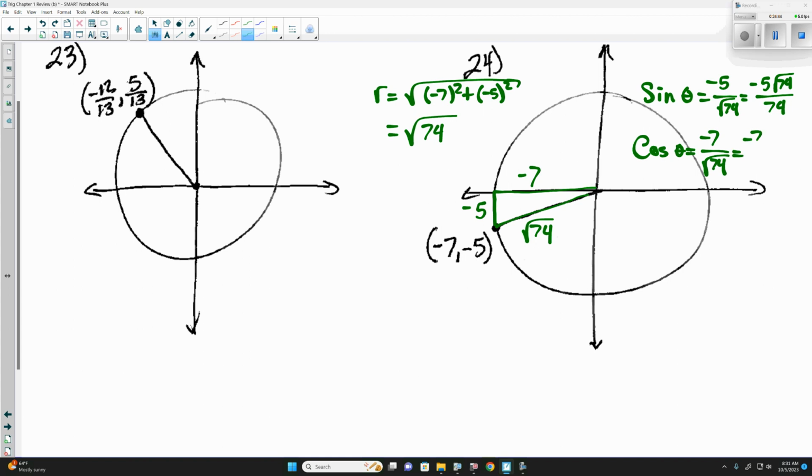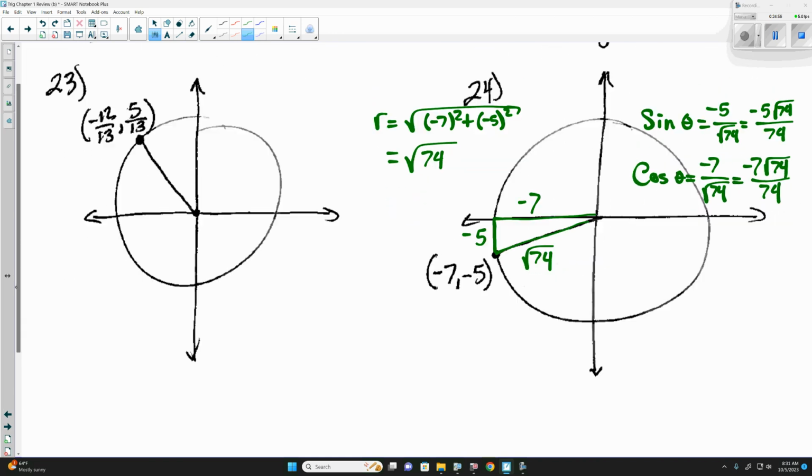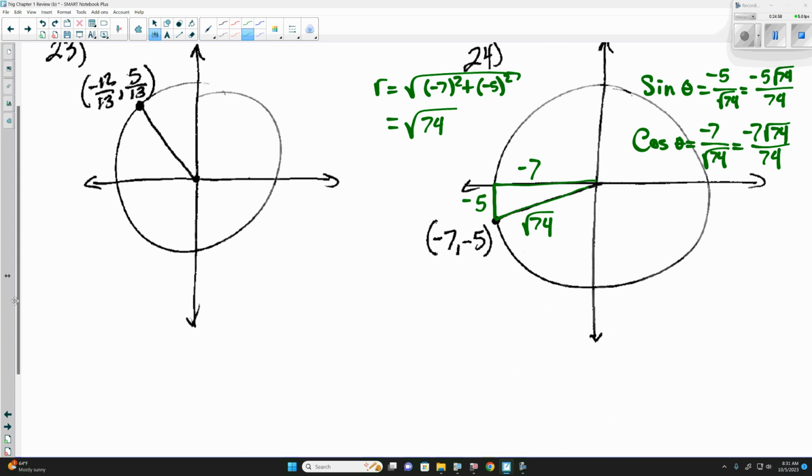For this one here, if we plug it in, we actually incidentally get -7 square root of 74 over 74. Trying to remember if it's asked for all 6. Okay. Tangent is opposite over adjacent. -5 over -7. Well, the negative and negative make a positive, so it's just 5/7.